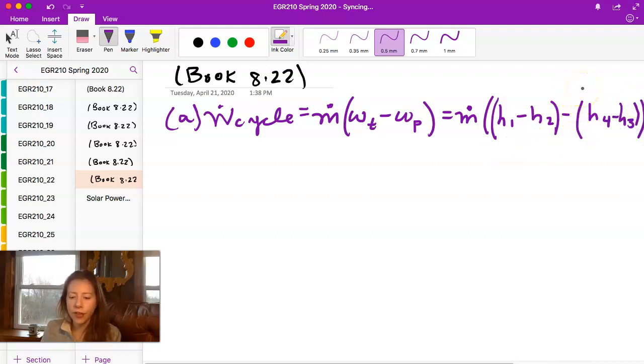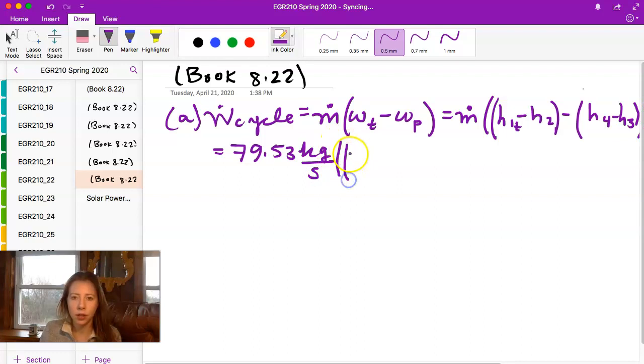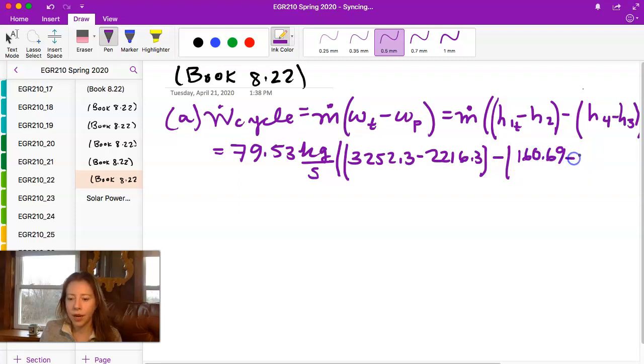And for this, we're dealing with what's actually going into the turbine, so H1T. Okay, and now we just plug in. So M dot was given to us, and that's 79.53 kilograms per second times 3252.3 minus 2216.3 minus 160.69 minus 150.86, and these are kilojoules per kilogram.